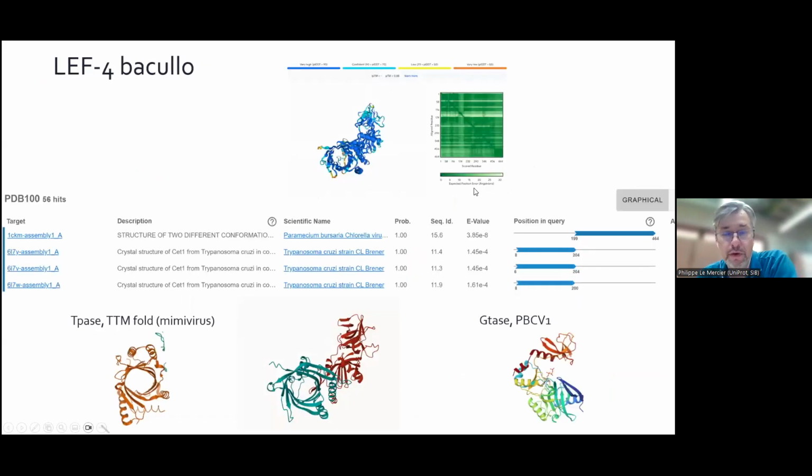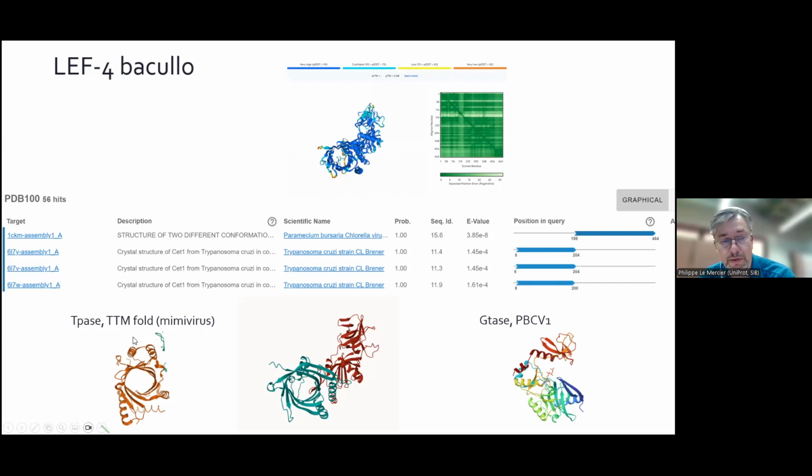And I'll show you a FoldSeek search I made, for example, while looking for the capping enzyme of baculoviruses. LEF4 we knew as a triphosphatase, but it was not very clear if the GTase was there. So I modeled LEF4, for which we have no structure. This is a model I made with AlphaFold 3, actually. I used the model in FoldSeek, and you see that FoldSeek gives you two domains, okay? One domain is actually the GTase, and the other is the TPase.